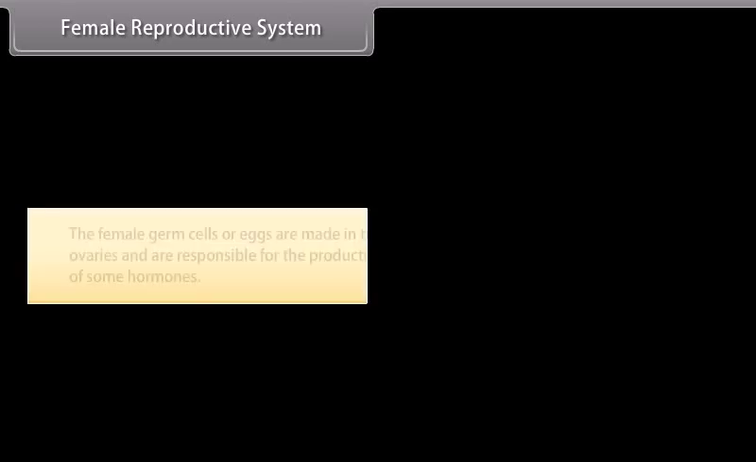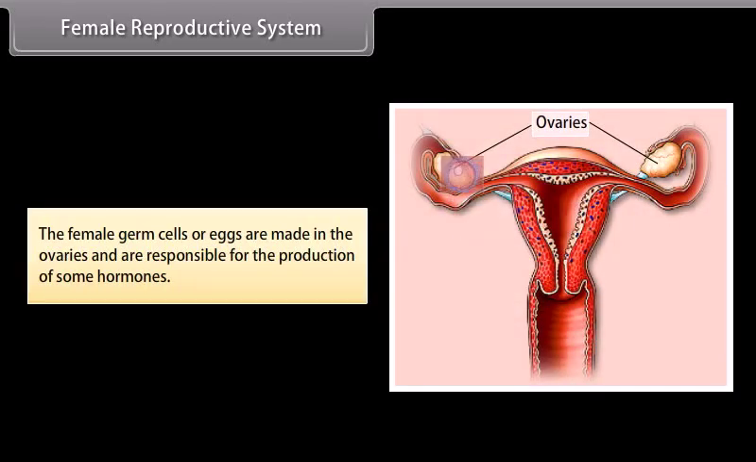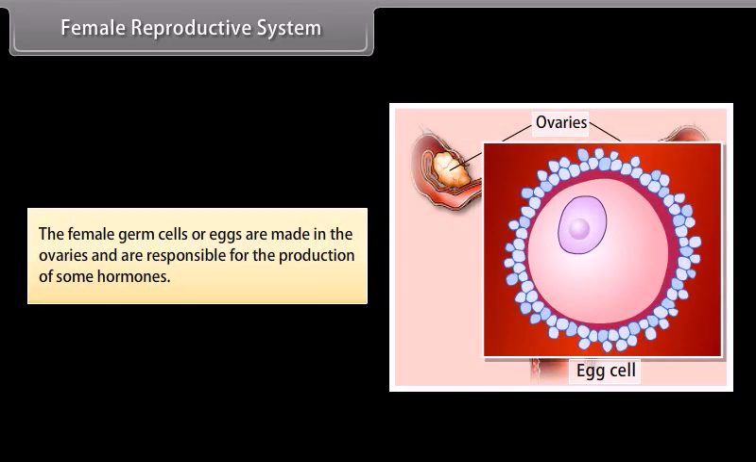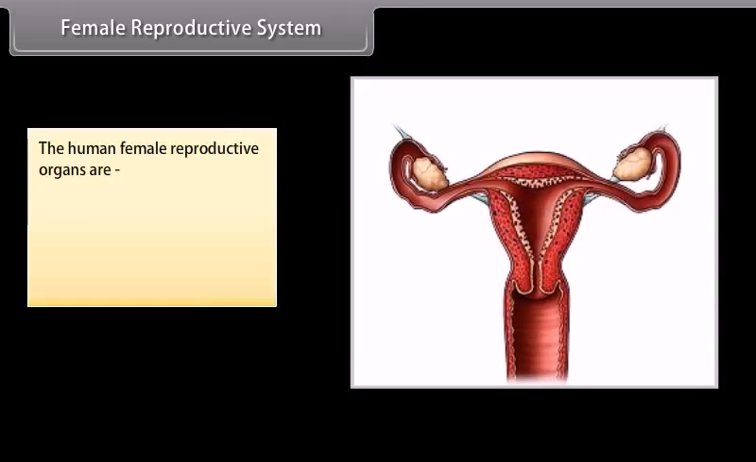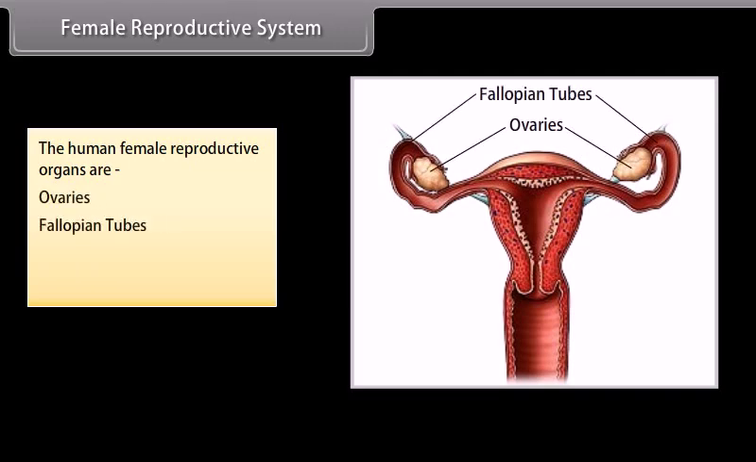Female reproductive system. The female germ cells or eggs are made in the ovaries and are responsible for the production of some hormones. The human female reproductive organs are ovaries, fallopian tubes, uterus, vagina.